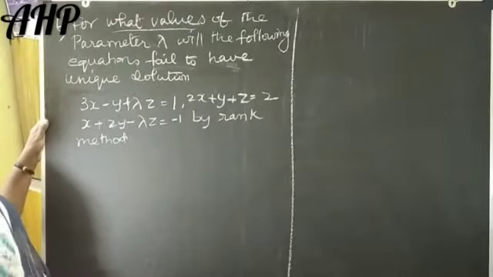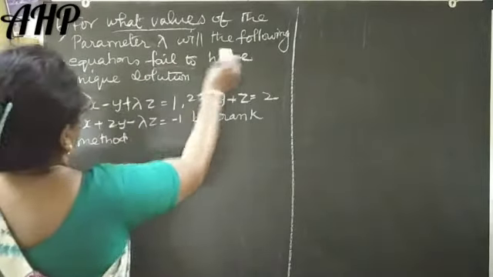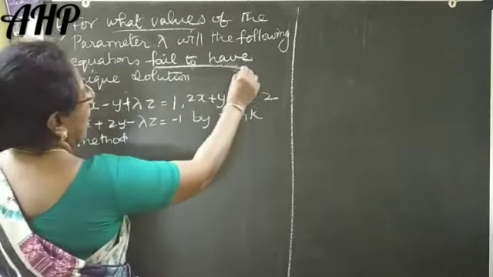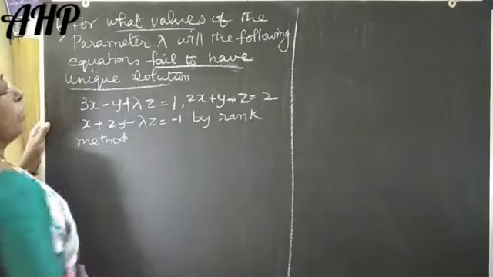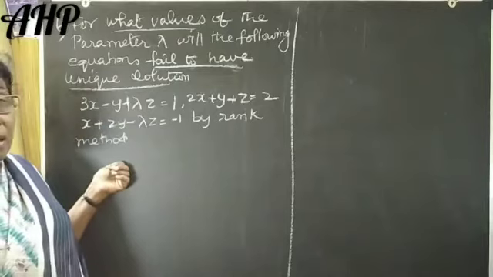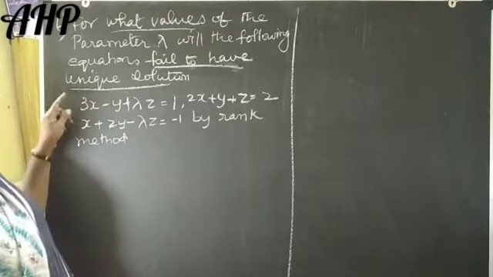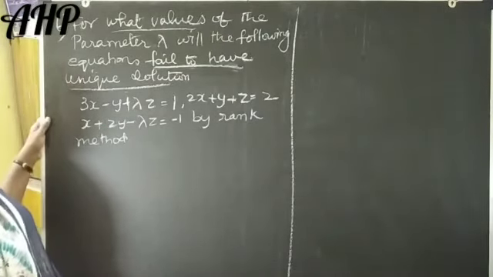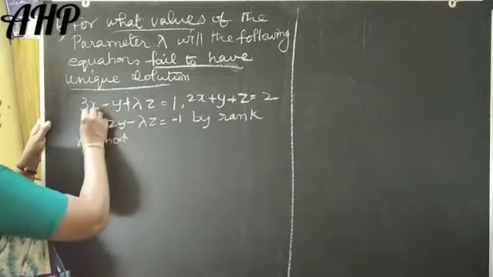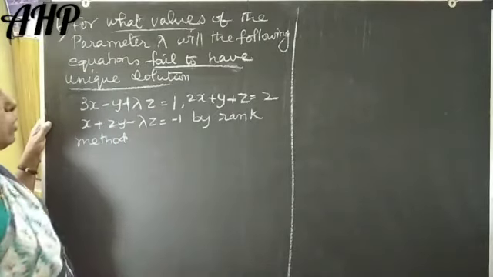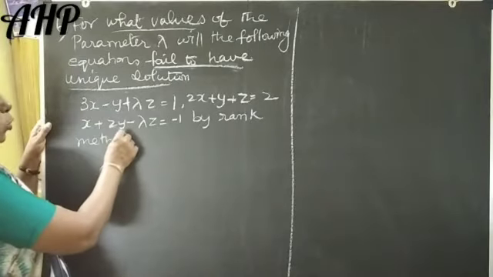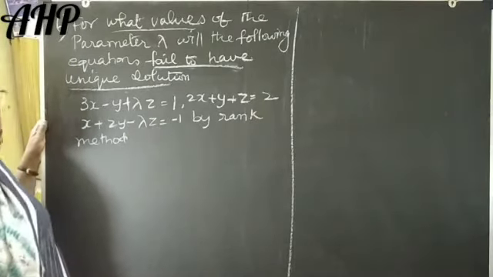For what values of the parameter lambda will the following equations fail to have unique solution? So to fail to have unique solution, we need to prove that these equations are inconsistent, so they will not have unique solution. So the given equations are 3x minus y plus lambda z is equal to 1, 2x plus y plus z is equal to 2, x plus 2y minus lambda z is equal to minus 1.